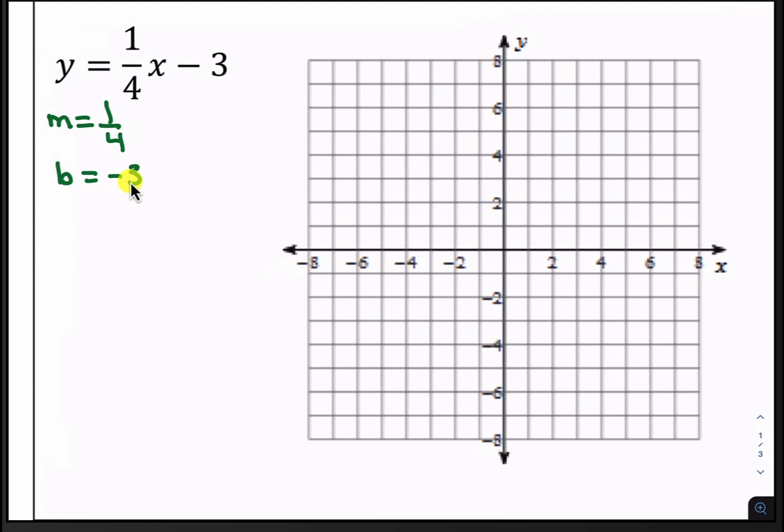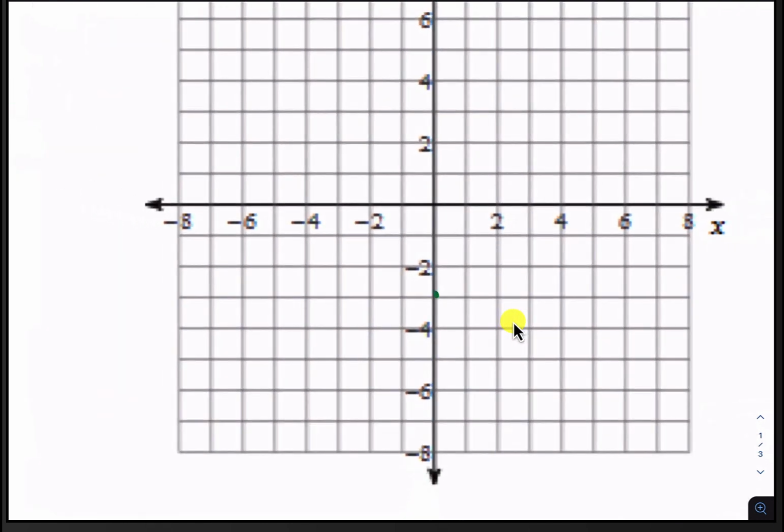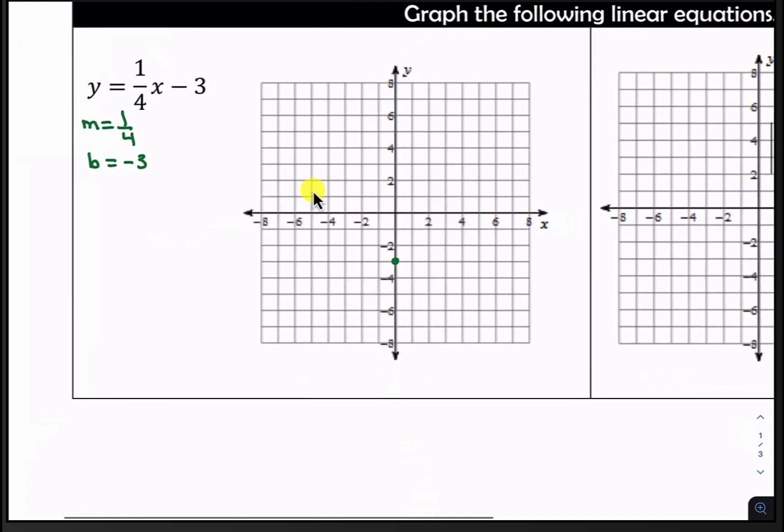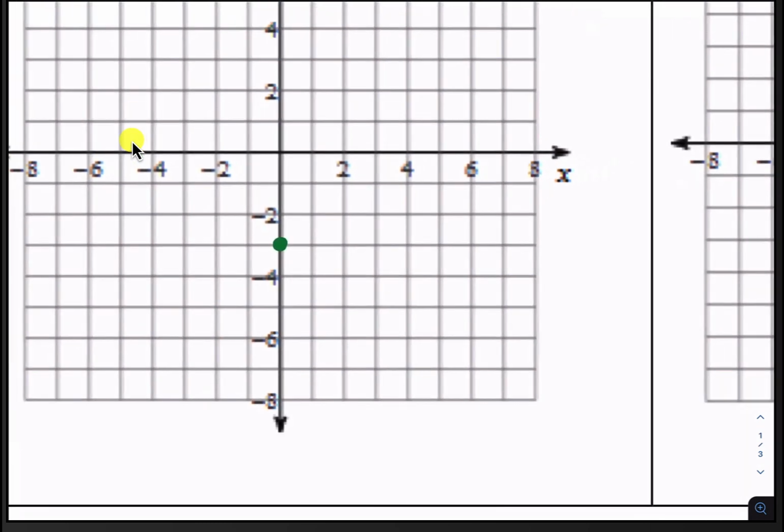The next thing we do is to plot negative 3 on the y-axis. So negative 3 on the y-axis would be here at this location. Next, we find additional points by using our slope. Now our slope is 1/4. The 1 on the top tells us to go up 1, and the 4 on the bottom tells us to go to the right 4. So that's up 1 and to the right 4.